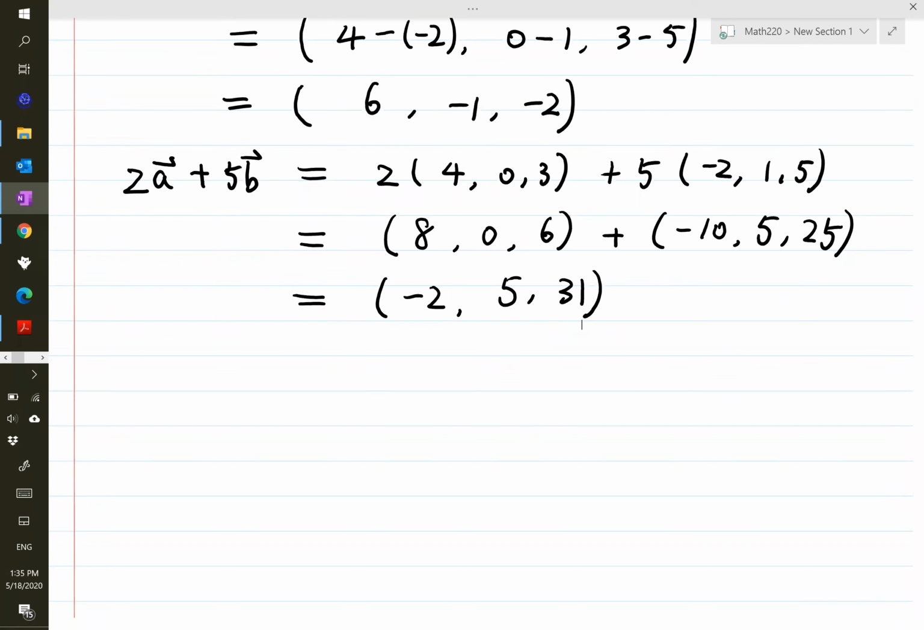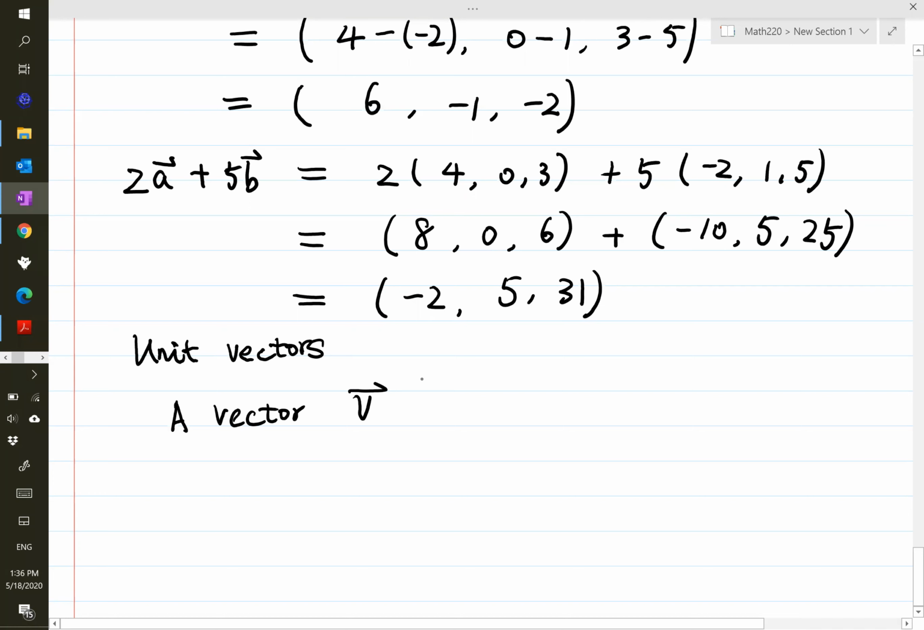A special kind of vector is a vector that has unit length. These vectors are called unit vectors. Definition: a vector V is called a unit vector if its length, its magnitude, is 1, i.e., it has unit length.